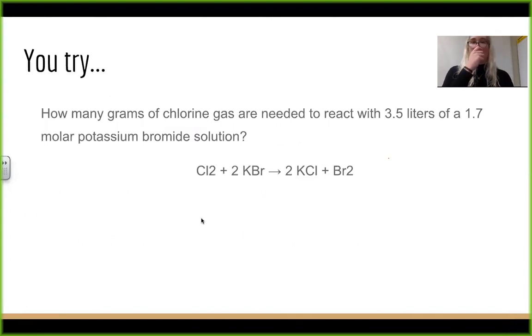Okay, so now we're going to try this one independently, and then we're going to go over it. So, how many grams of chlorine gas are needed to react with 3.5 liters of a 1.7 molar potassium bromide solution? Pretty complex. So start by writing what you know. We'll go through this one semi together, but I want you to also try on your own. So right now, just list out what you know from this question.